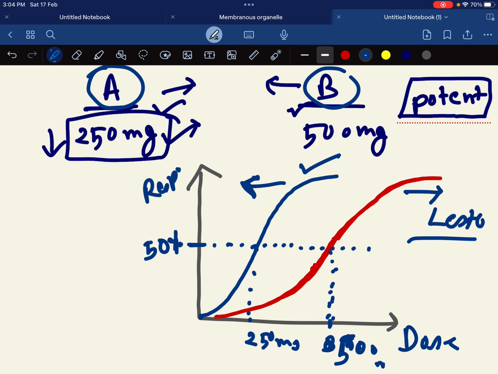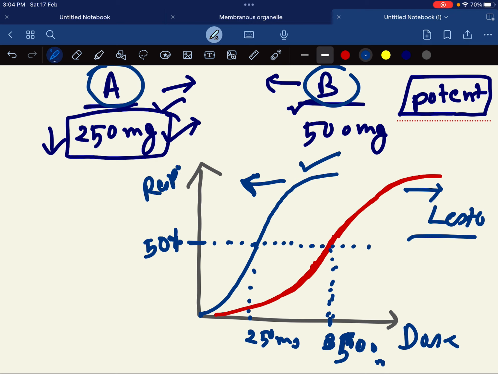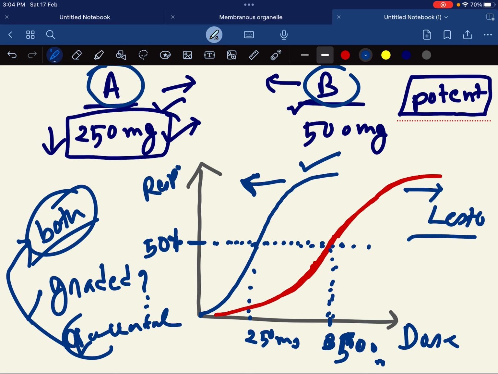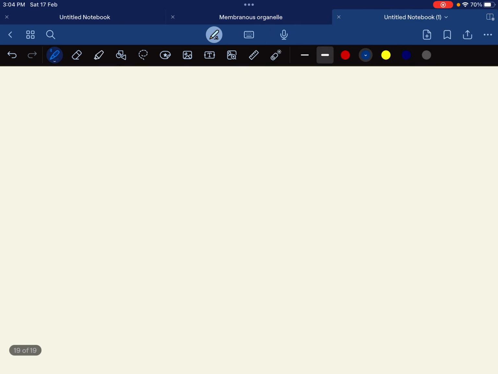Now, a confusing question can arise: which curve should I use? Should I use a graded drug response curve, or should I use a quantal drug response curve to measure the efficacy or the potency of a drug? The answer is that you can use both of these curves. Quite interesting, right? Yes, I am now going to explain this.